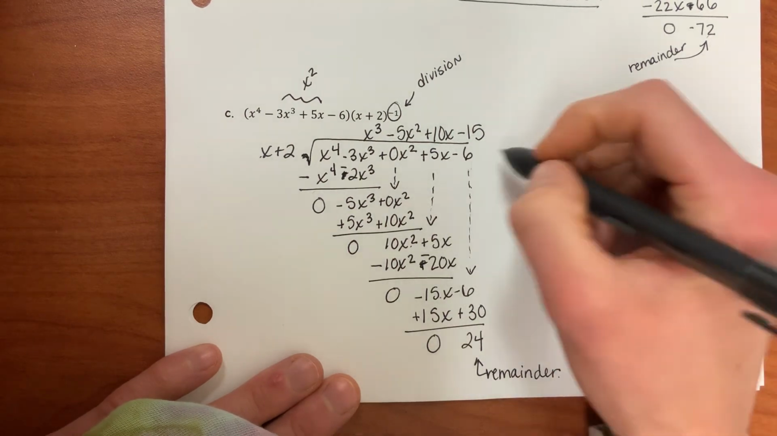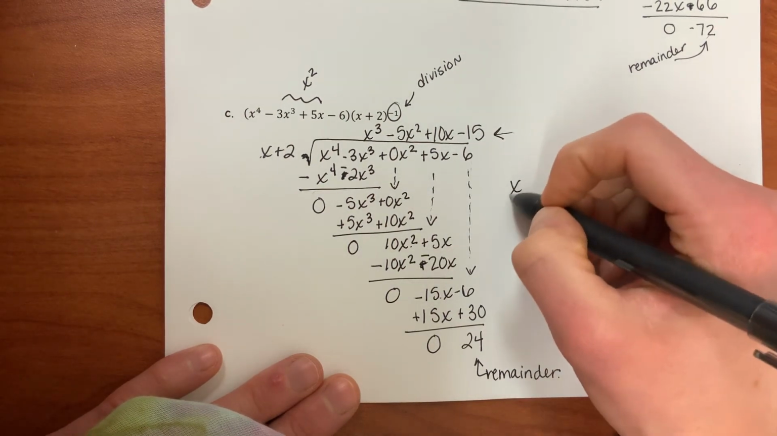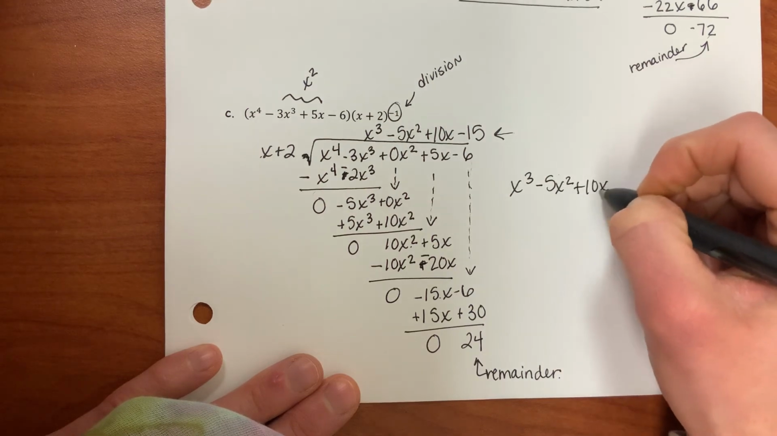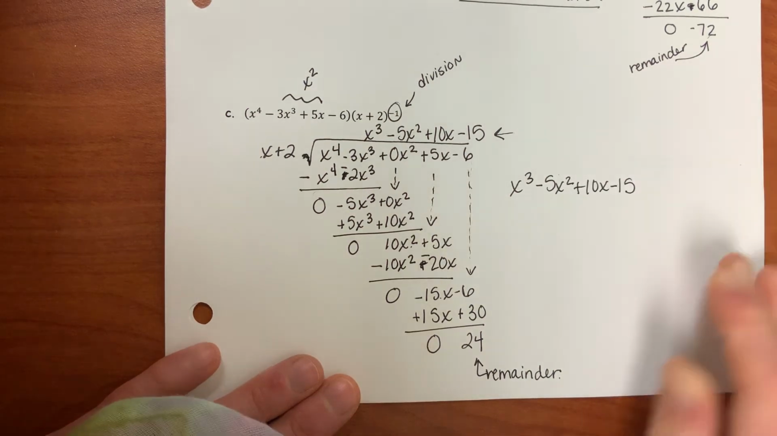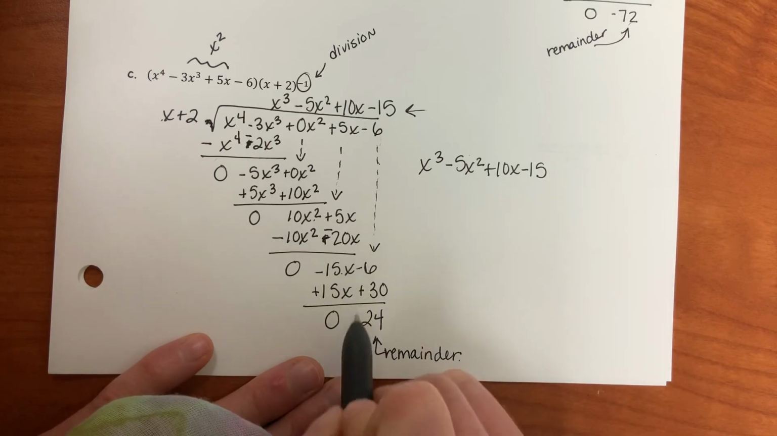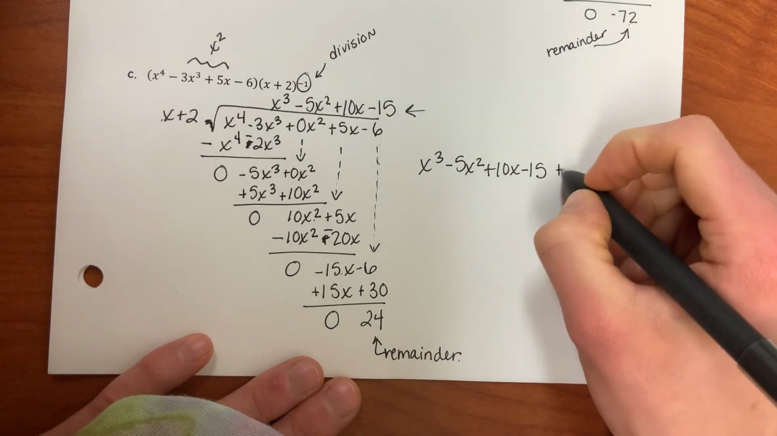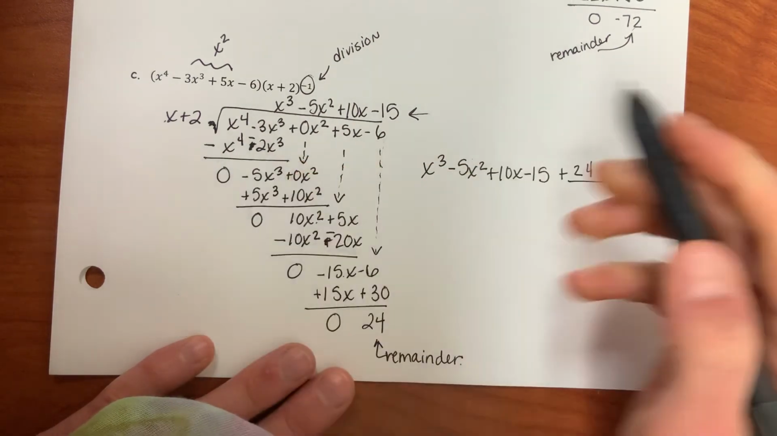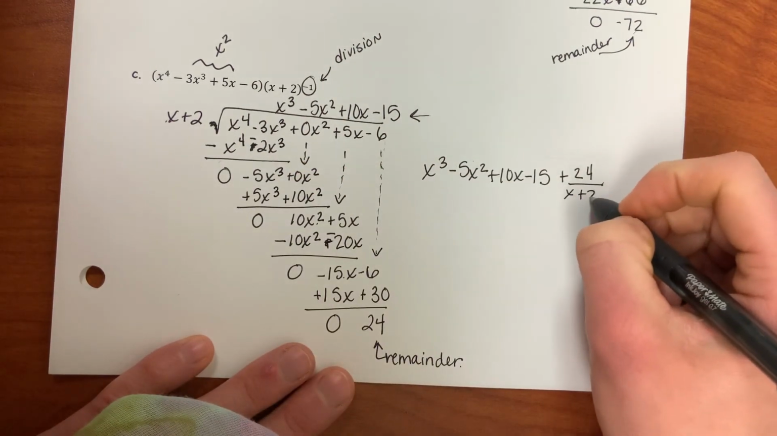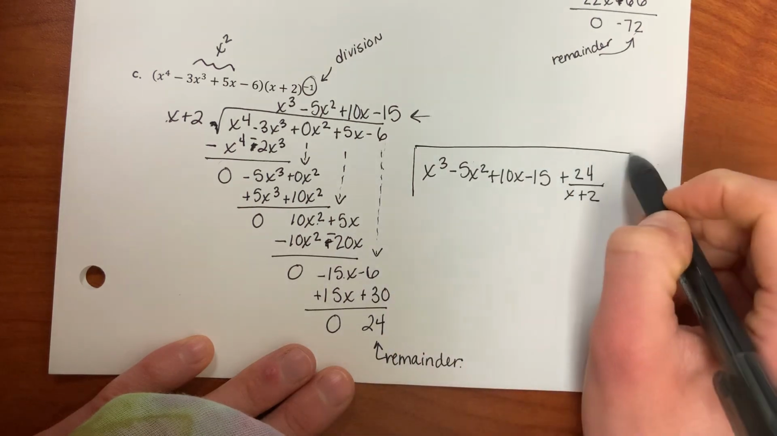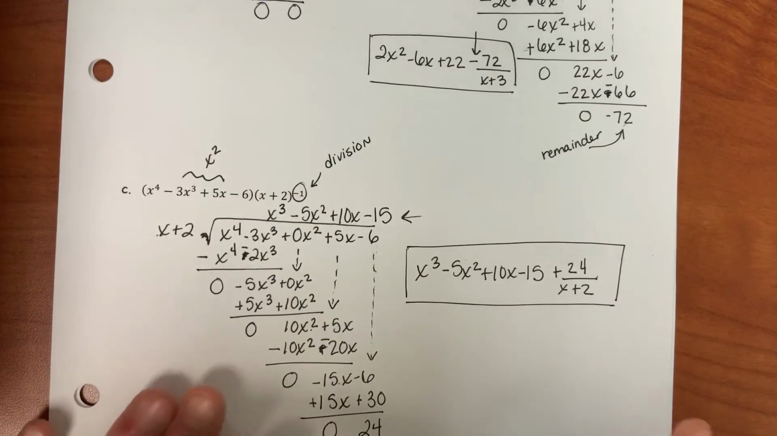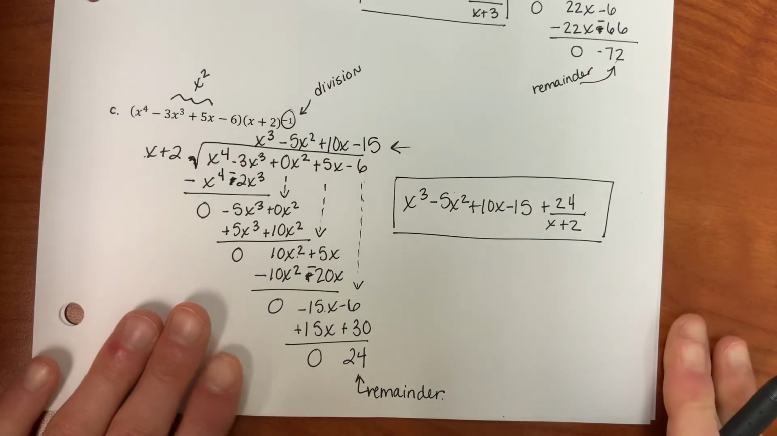So now let's just write our answer, which we get right here. So we have x cubed minus 5x squared plus 10x minus 15. And then to write our remainder, since this is a positive 24, I'm going to put plus 24 and put that over our divisor, which was x plus 2. And that is our answer. Okay, guys, so that was long division.